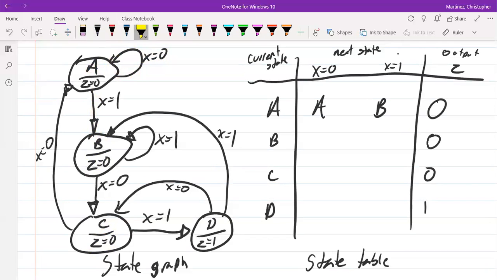Right, now let's find B. Here's B, arrow when X is equal to 0. We see that it goes to C. When X is equal to 1, we see it goes back into B. Then we move on to C. C, when X is equal to 0, we see we go back over to A. When it's equal to 1, we see we're moving over to D.